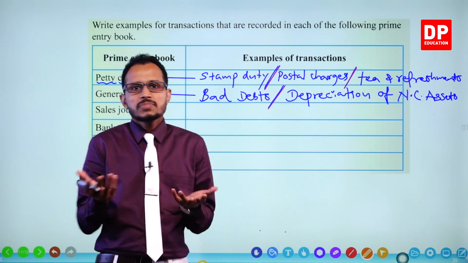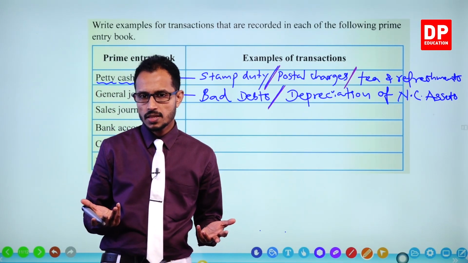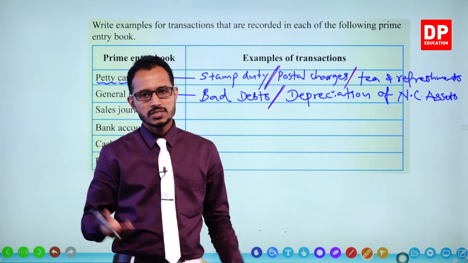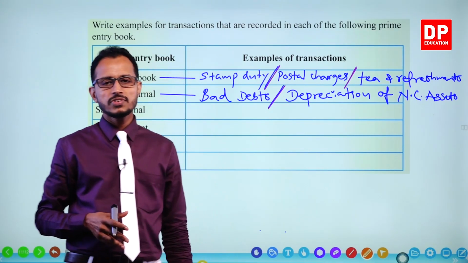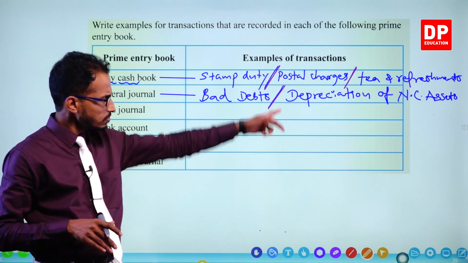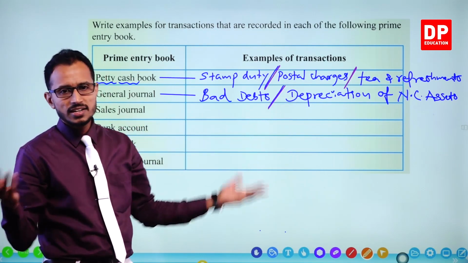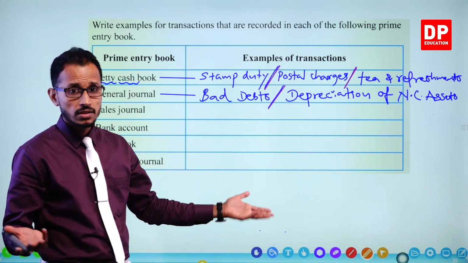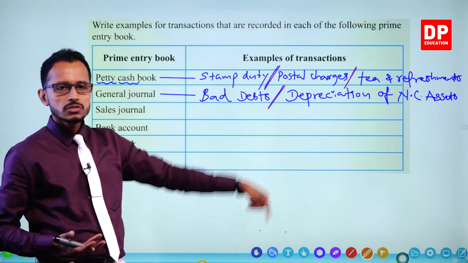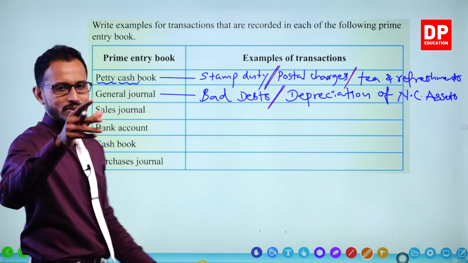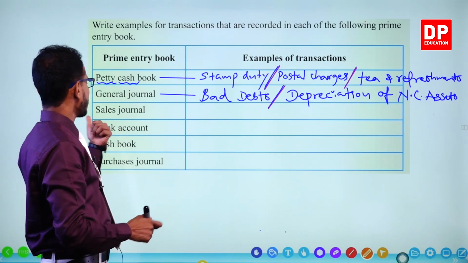Well, it's not a cash transaction, so you can't enter it into the cash book. It's not a bank transaction. There are no checks involved. Can't enter the sales journal, can't enter the purchase journal, can't enter the petty cash journal. Where can you enter? Into the general journal. Those type of transactions are recorded in the general journal. Next, we have the sales journal.